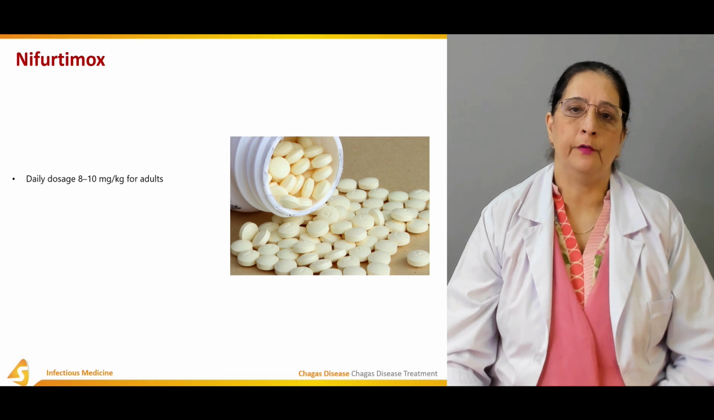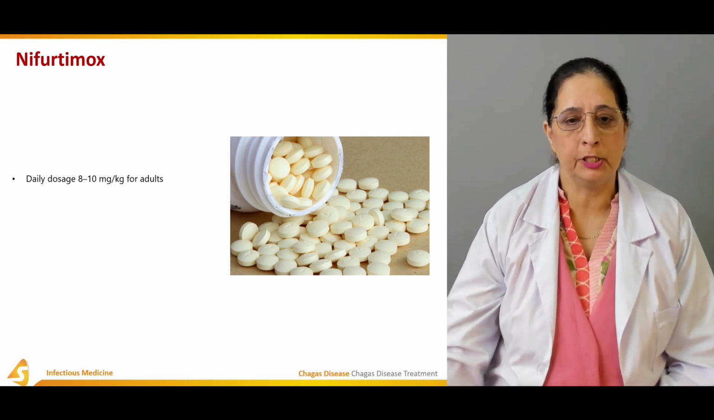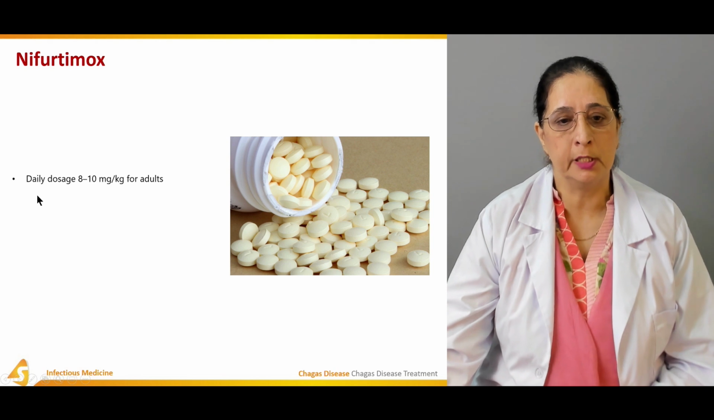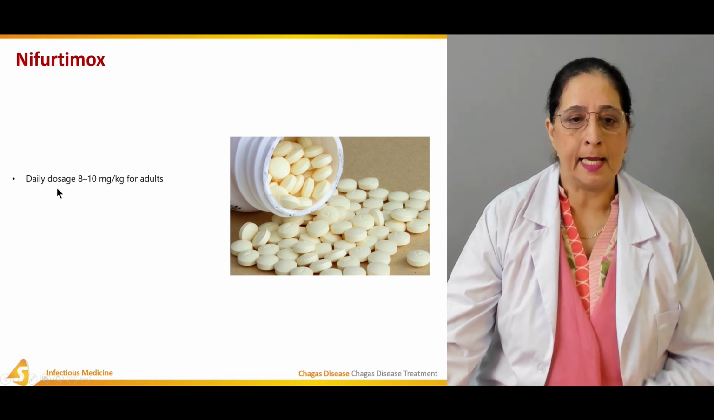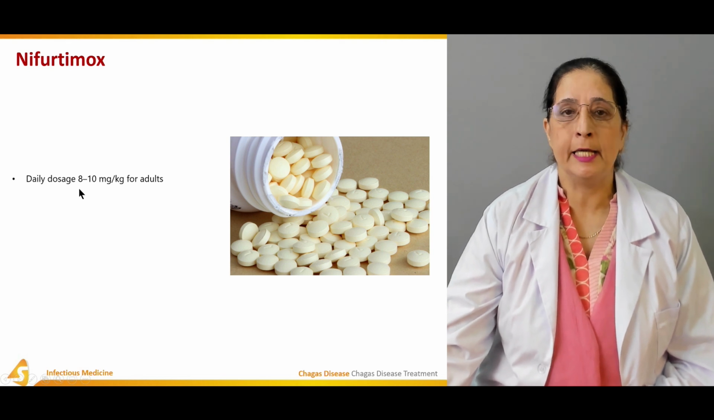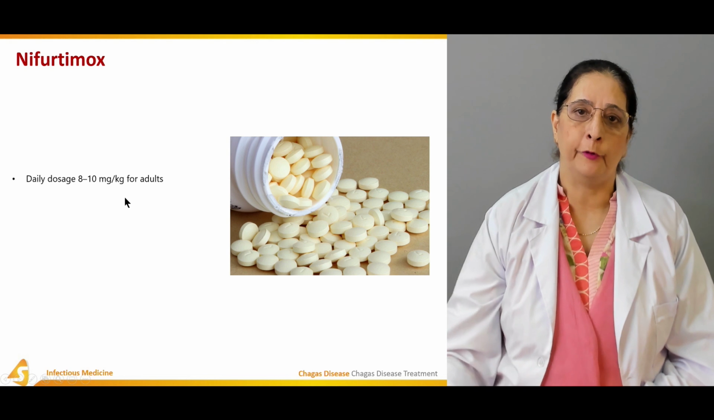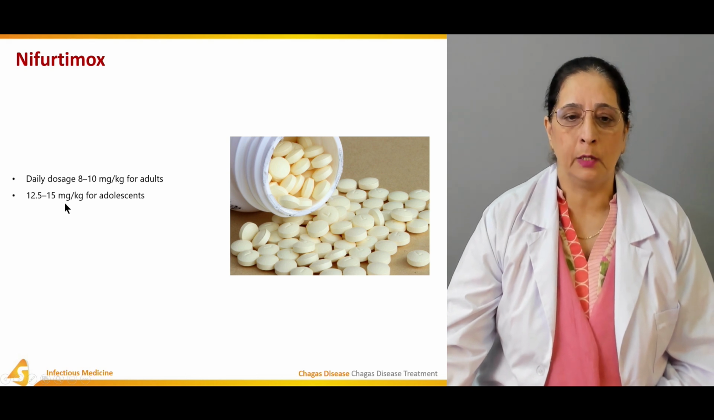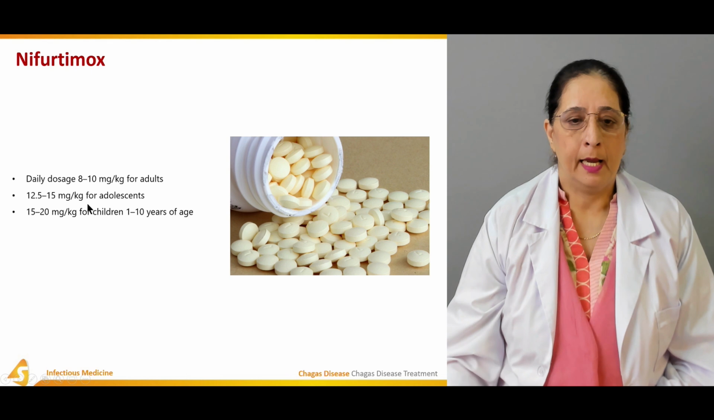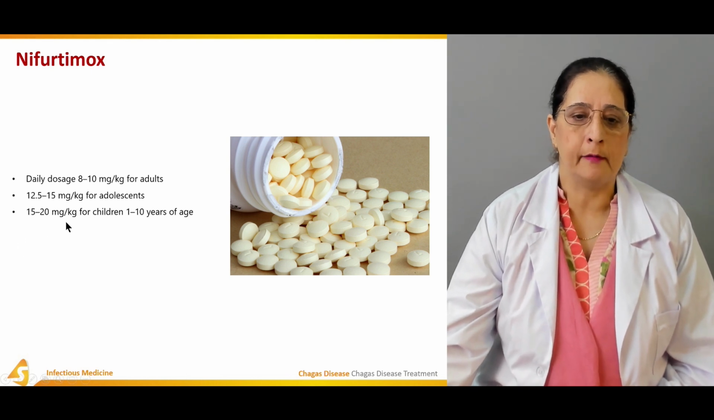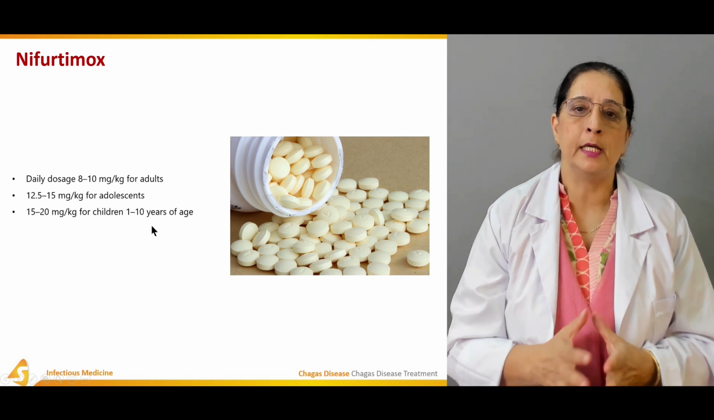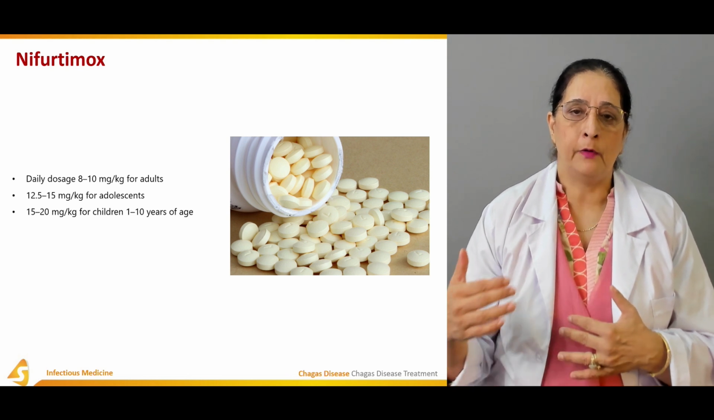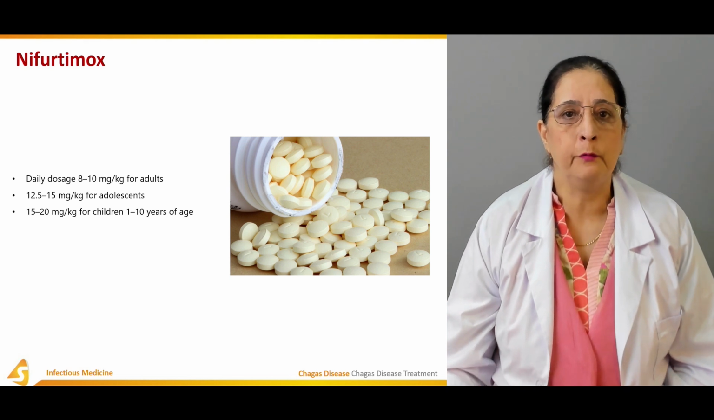The dosage of nifurtimox is according to the weight, and it's different for adults and children. Usually children need a higher dosage because their weight is less. So the daily dosage is 8 to 10 milligram per kilogram for adults, 12.5 to 15 milligram per kilogram for adolescents, and then 15 to 20 milligram per kilogram for children 1 to 10 years of age. So according to weight, the dosage increases from adult to adolescent to children because the weight is different.